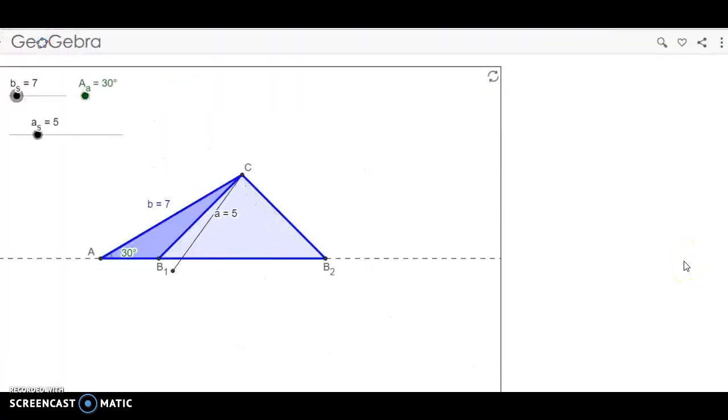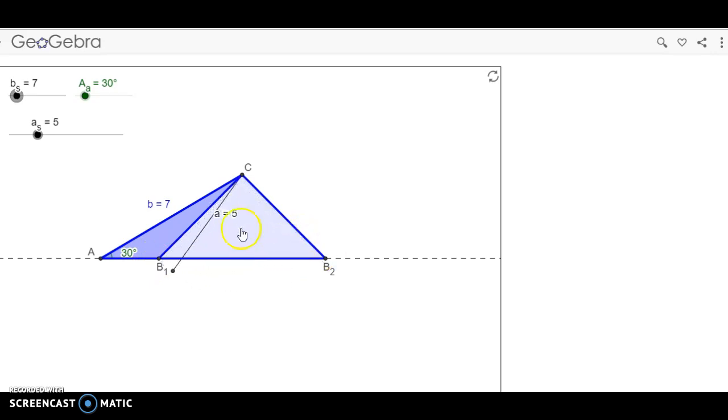Okay, so just to give you an idea of what I'm talking about with the ambiguous cases. So I have my 5, 7, and 30 degree angle. In this case, this would actually make two triangles. So I would have the light purple one, or I could have the whole picture.